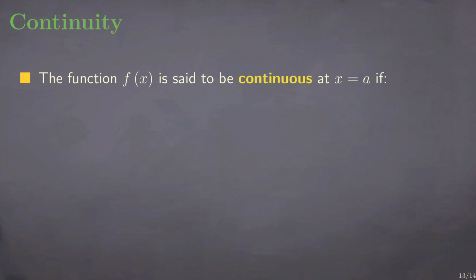Okay, so now we will define the continuity of a function using the notion of limit that we already defined. The function f of x is said to be continuous at x equal a if, first, f of a exists, meaning that a belongs to the domain of f. Secondly, we require that the limit of f when x tends to a exists. And third, we require that the previous two values coincide, meaning that the limit of f of x when x tends to a is equal to f of a.